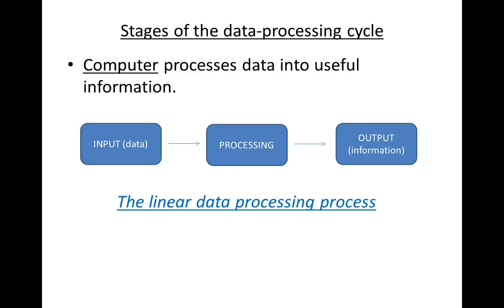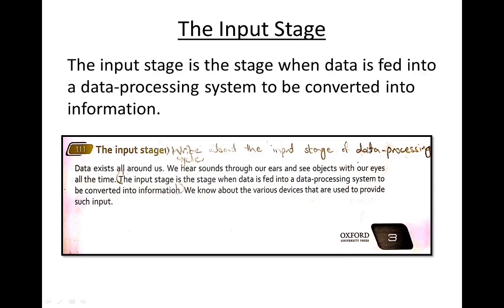Students, these input, processing, output, and storage functions are all connected to each other, which takes place in a sequence. The data processing cycle describes this sequence of steps for converting data into useful information. Now one by one we will study about the input stage, the processing stage, and the output stage. The first stage in the data processing cycle is the input stage. The input stage is a stage when data is fed into a data processing system to be converted into information.